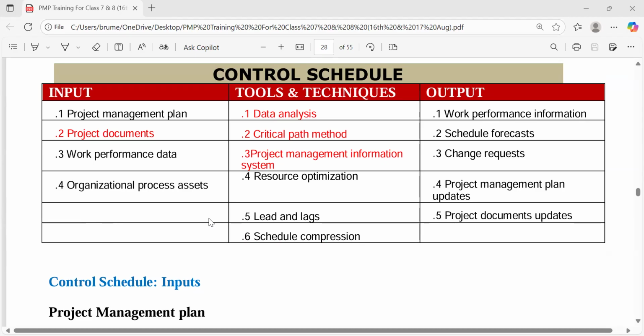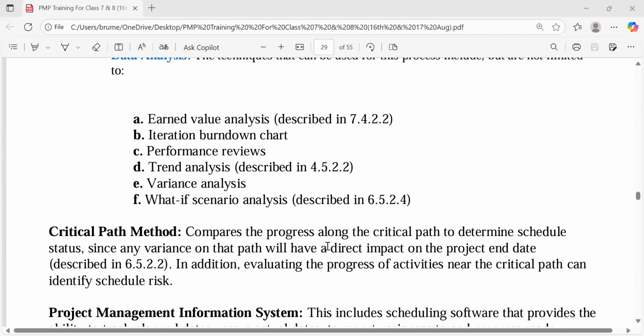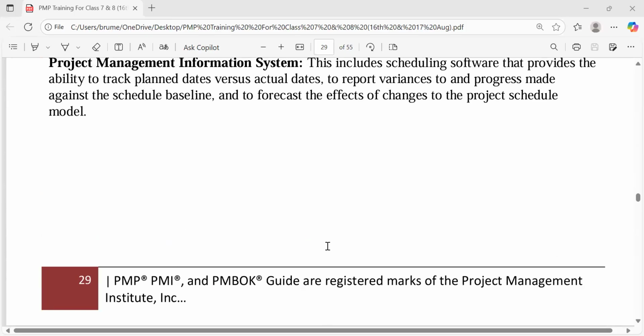Then the output becomes the work performance information, because we are controlling things. We are sending out information to the stakeholders. We are coming up with a new schedule. We are making forecasts of whether we are behind, ahead, or right on time. That is the schedule forecast. That's an output. Forecast must come out. If you are 5 days behind, 5 weeks behind, then change will be requested. The project management plan will be updated. The project documents also would be updated. So these are the new things that are here, no other thing that we have not said before. So this brings us to the end of that knowledge area.